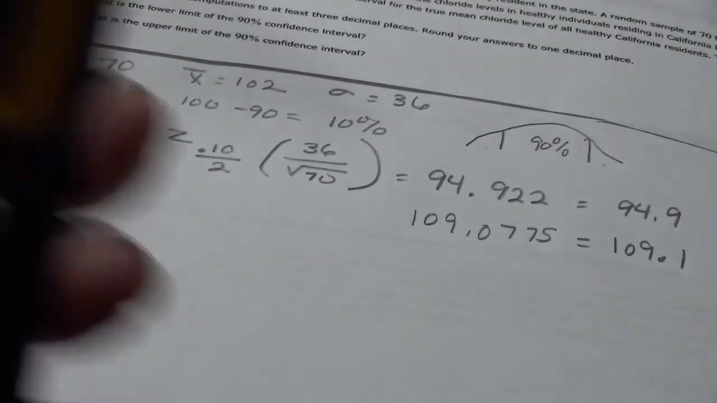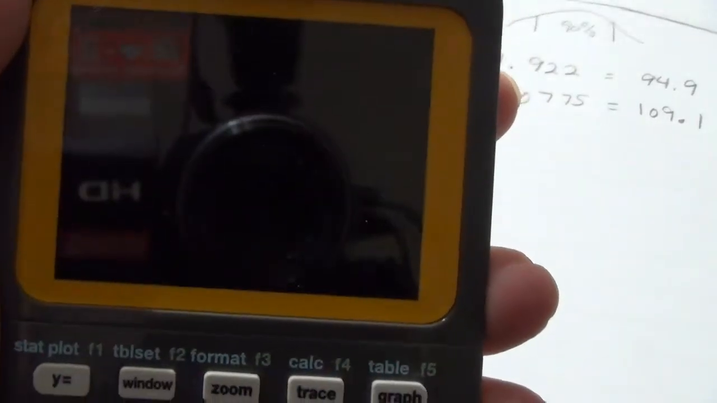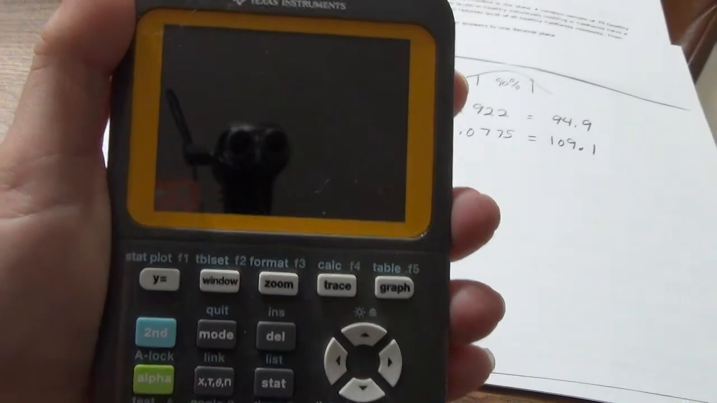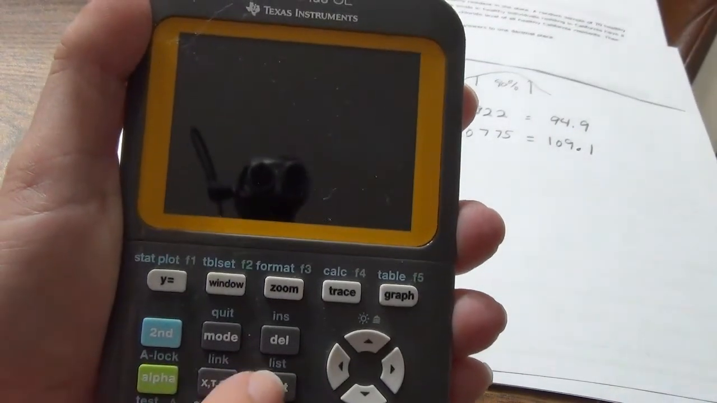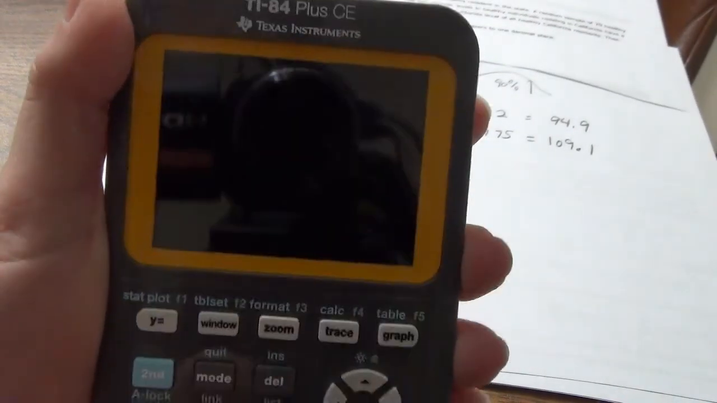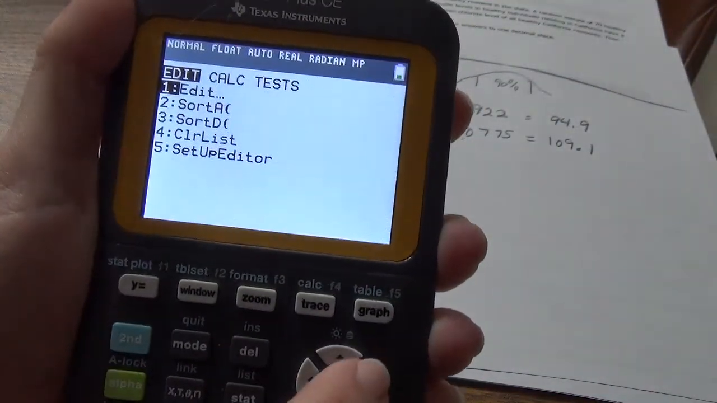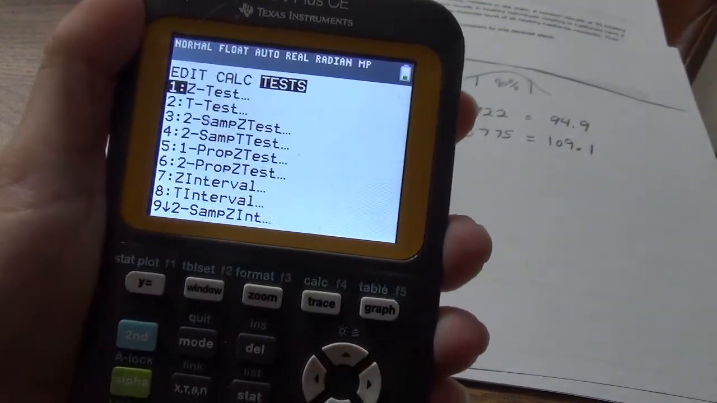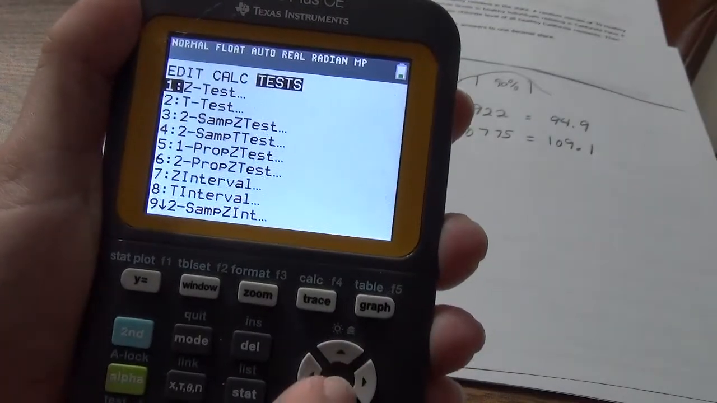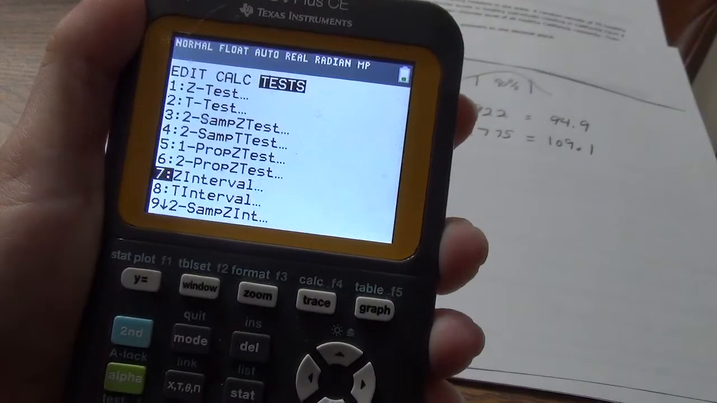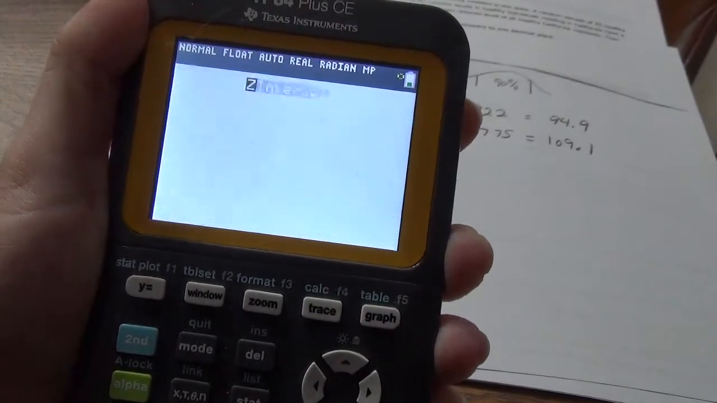So on my graphing calculator, I'm going to zoom out a little bit here. I'm going to hit stat down here. Oops, I could turn it on, that would help. Stat, cursor over to tests, and then do number 7. Number 7 I'm going to cursor down to, but you can see next to number 7 says z interval. I'm going to enter on that.